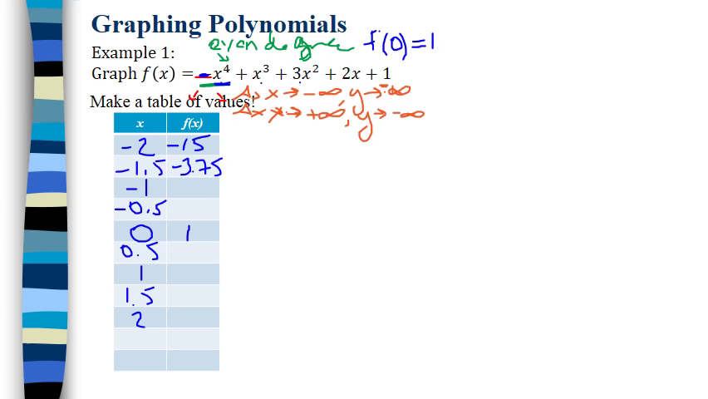Okay, so when x is negative 1, y was 0. When x is negative 1/2, y is 6/10. When x is 1/2, y is 2.8. When x is 1, y is 6. When x is 1.5, y is 9.1. And when x is 2, y is 9.